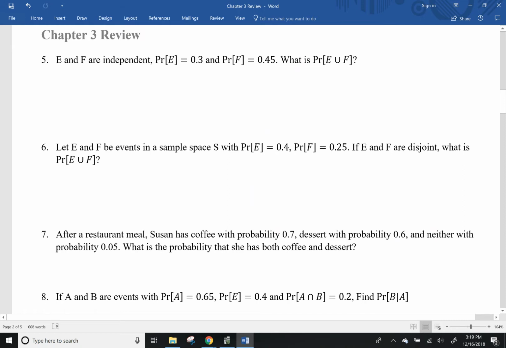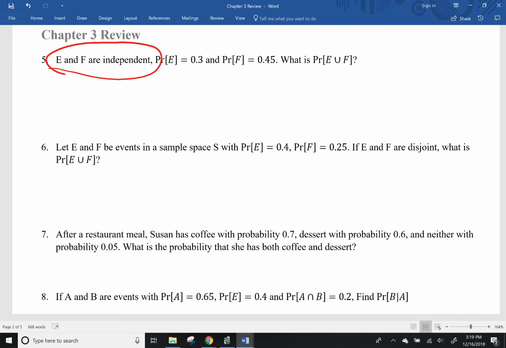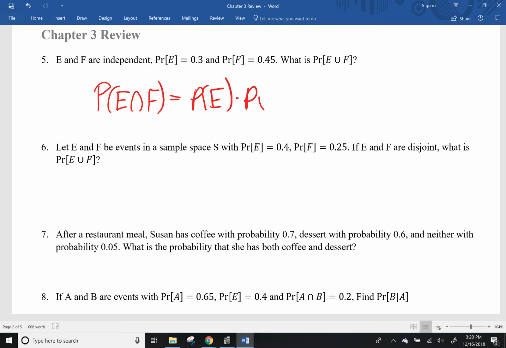Number 5, E and F are independent. Probability of E is 0.3, probability of F is 0.45. What's the probability of the union of E and F? There's another formula we haven't mentioned yet, and it only refers to independence. You can only use this formula when the problem specifically states that events are independent. People tend to want to use it more often because it seems like a very simple formula, and it is. But again, you can only use it when it specifically states independence.